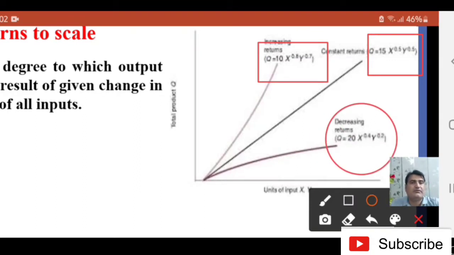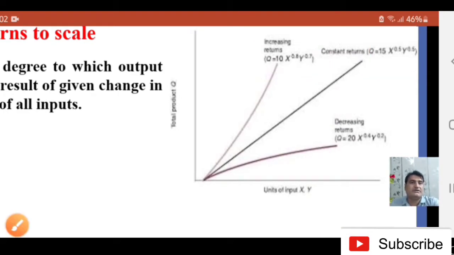It means when we double the input, we get more than double the output. This is the increasing returns to scale. When there is constant return, it means doubling the input, we get double the output. This is the constant returns to scale. And for decreasing return, doubling the input, we get less than double the output. This is the decreasing returns to scale. So these are all three types of returns to scale: increasing, constant and diminishing return.